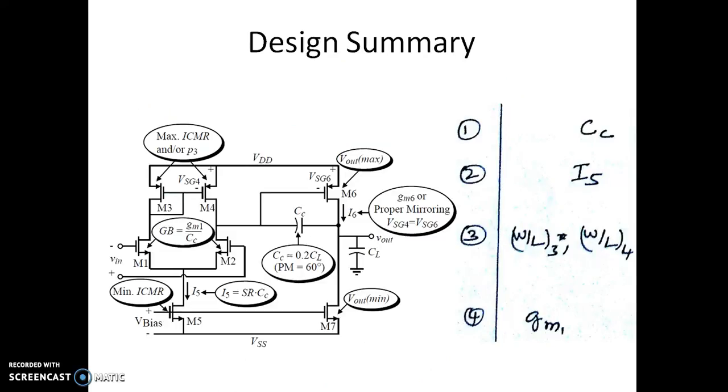Now this is just a summary of the design. As you can see, this is the two-stage op-amp, and this is the entire summary. It indicates how we find which parameter. The first parameter to be found is CC, which can be found using 0.22 times CL for a given phase margin of 60 degrees. Next it is to find I5, which can be found using the slew rate and the value of Cc. W of 3 and W of 4 can be found using the ICMR maximum, and GM1 can be found using GB equal to GM1 by Cc.